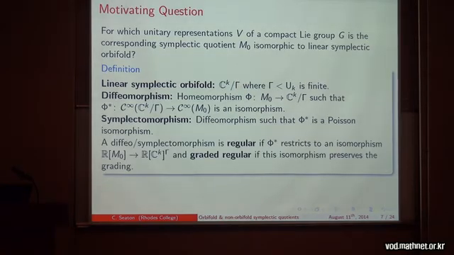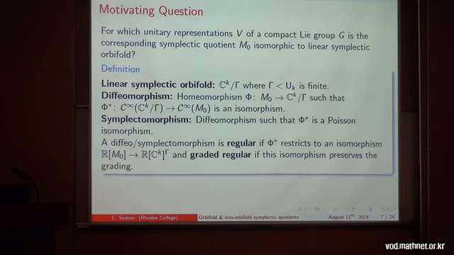And if the diffeomorphism or symplectomorphism restricts to an isomorphism on the regular functions, we'll call it regular. If it preserves the grading, we'll call it graded regular. So these are all different kinds of isomorphism, and a graded regular symplectomorphism will be the strongest equivalence that we can get. I'll mention that we're really interested in whether or not symplectomorphisms exist, but all of the symplectomorphisms that we know are constructed from regular symplectomorphisms. So the polynomials are much more tractable.